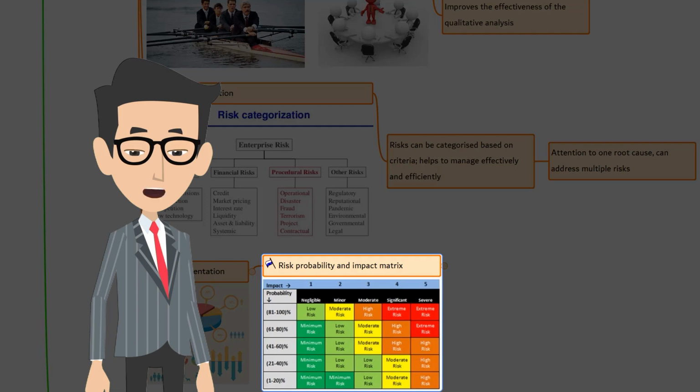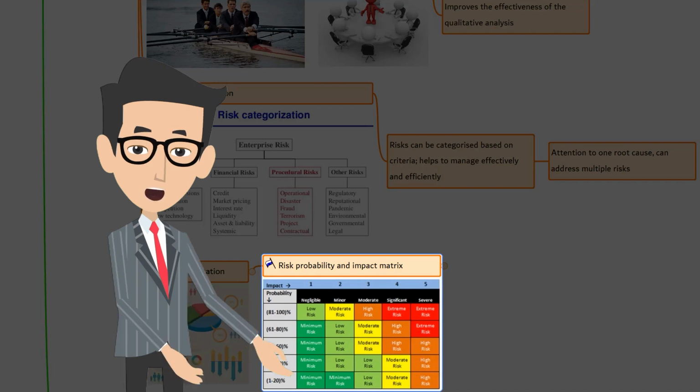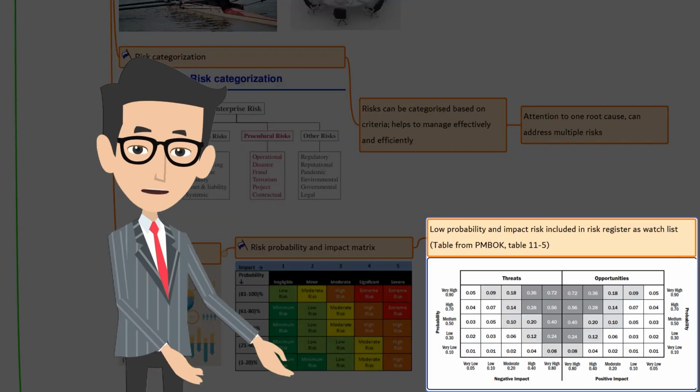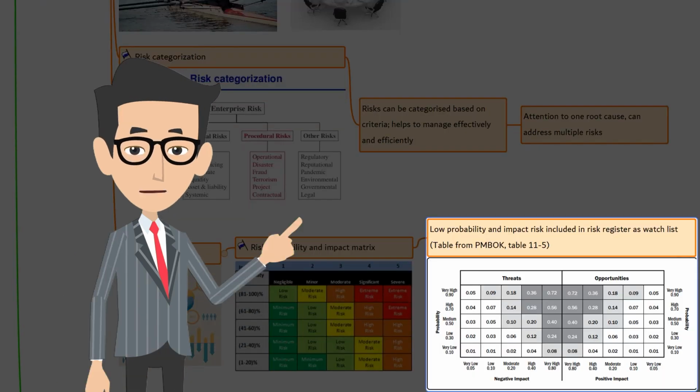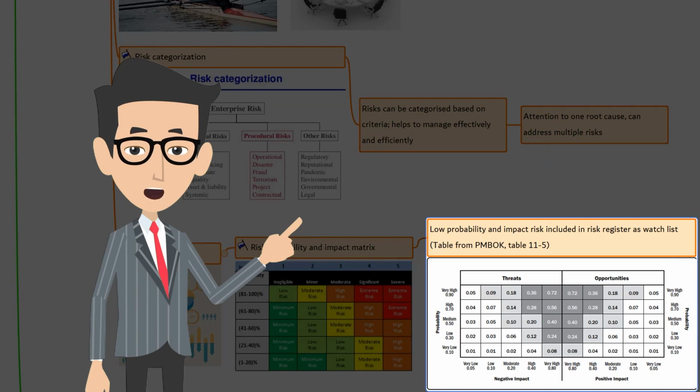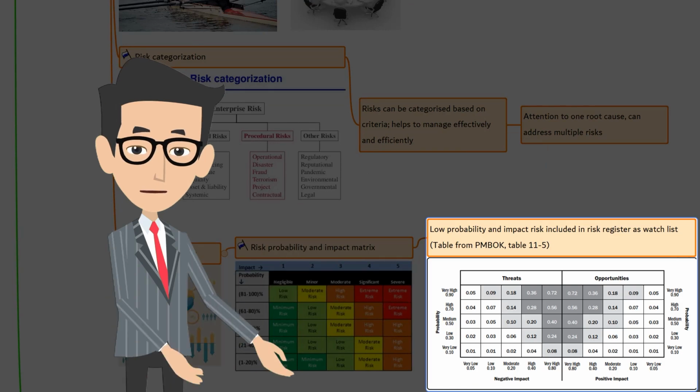Typically, the probability and impact get multiplied and the result is placed in the table. For example, very high impact 0.8 and very high probability 0.9 are multiplied and put as 0.72 in the table. Just remember, risks with low probability and impact may be included within the risk register as part of a watch list for further monitoring. There may be questions on this in the sample examination.